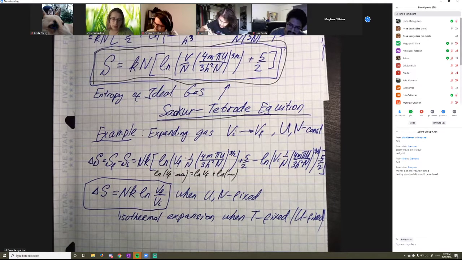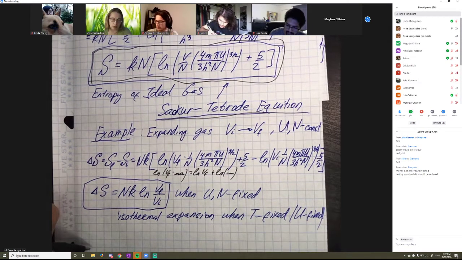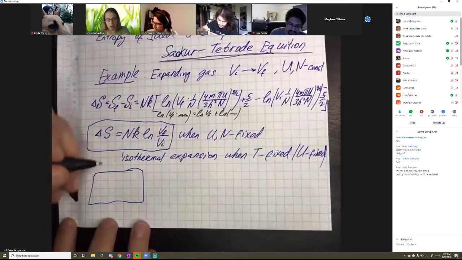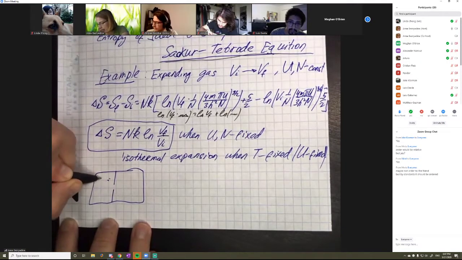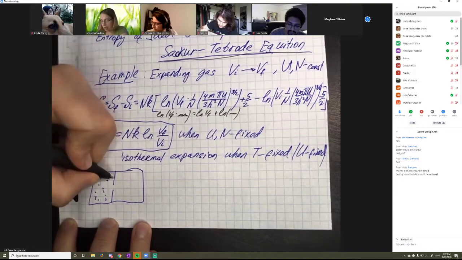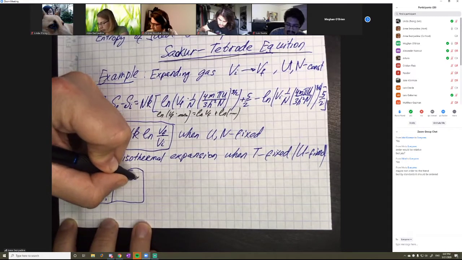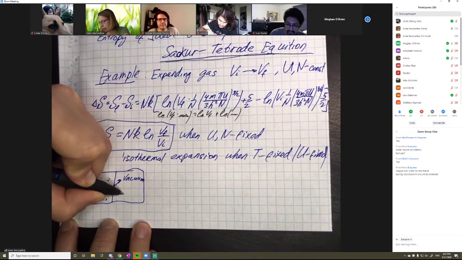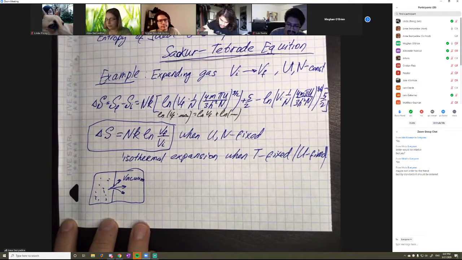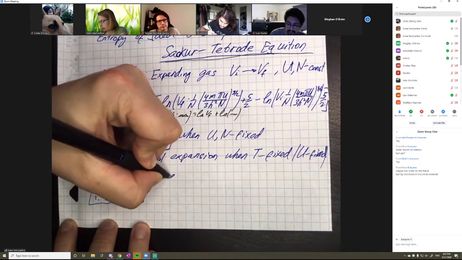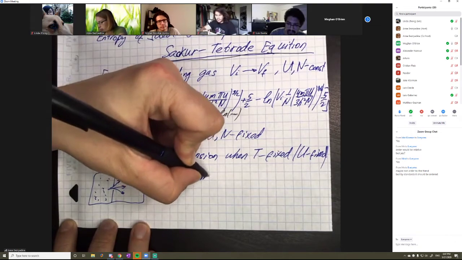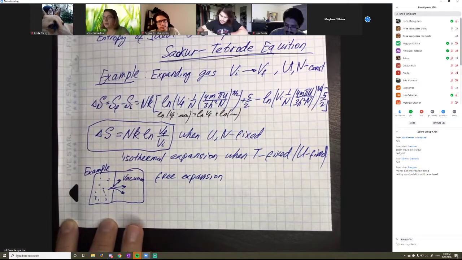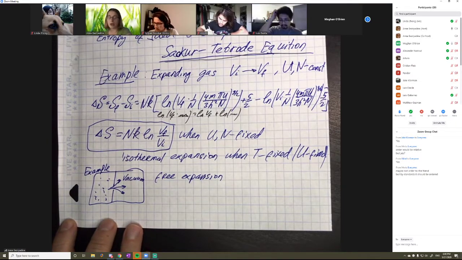An example of that: we can have our chamber, and we have our gas here, and here's a vacuum, and then we have this hole, and from this hole gas expands. Here we have a free expansion of a gas.